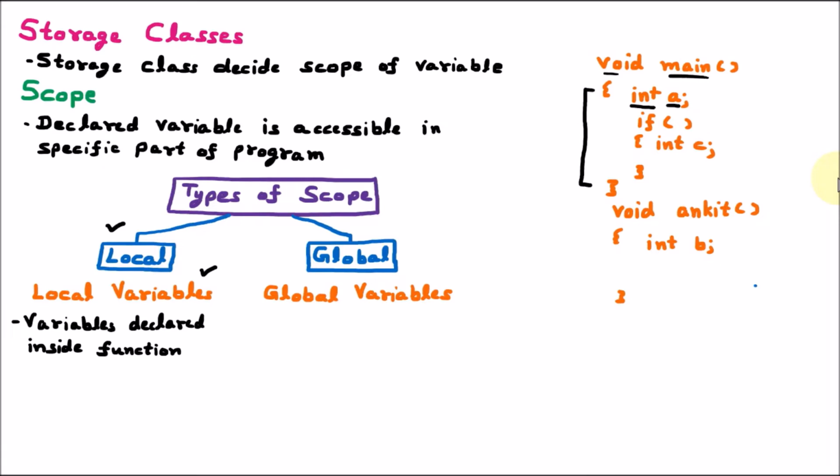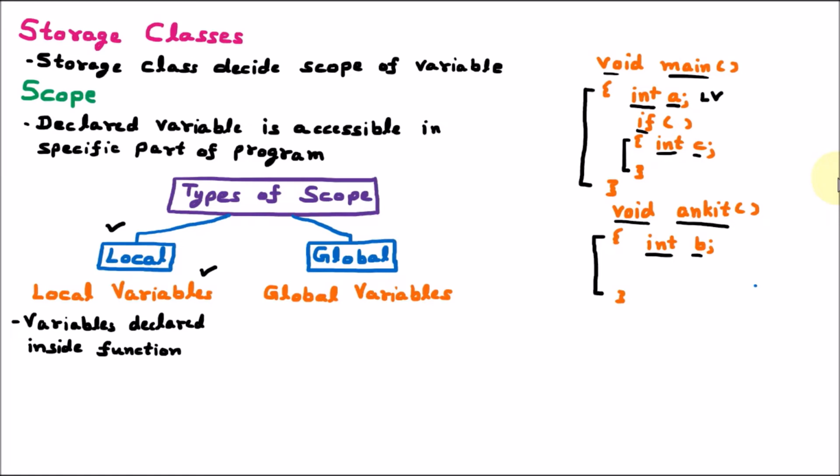Then further, if we see that we have declared one more variable, that is int c. So this is again the part of one block. So here we know that this is the if block, which is the part of some function. And again, if we talk about the int b, so there is one more variable which is declared inside the block, which is the part of void Ankit, which is a function. So here these all are the local variables. So we can say that a is the part of main, which is inside the body. So we can say that it is the local variable.